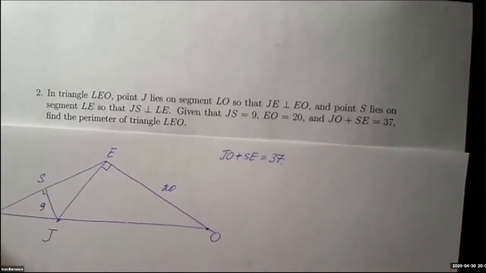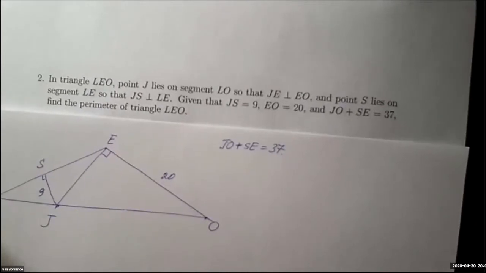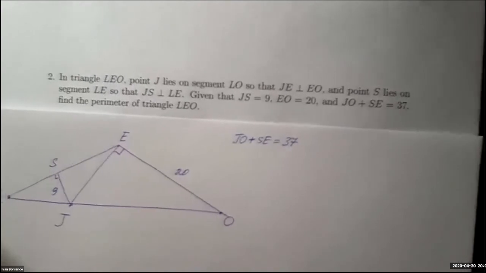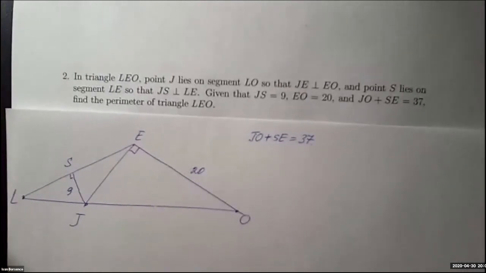All right, sure. In triangle LEO, point J lies on segment LO, so that JE is perpendicular to EO, and point S lies on segment LE, so that JS is perpendicular to LE. Given that JS equals 9, EO equals 20, and JO plus SE equals 37, find the perimeter of triangle LEO.